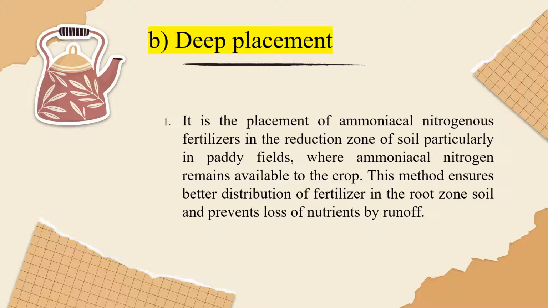Deep placement. It is the placement of ammoniacal nitrogenous fertilizers in the reduction zone of soil, particularly in paddy fields, where ammoniacal nitrogen remains available to the crop. This method ensures better distribution of fertilizers in the root zone soil and prevents loss of nutrients by runoff.